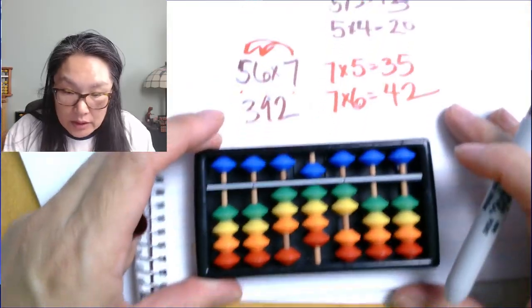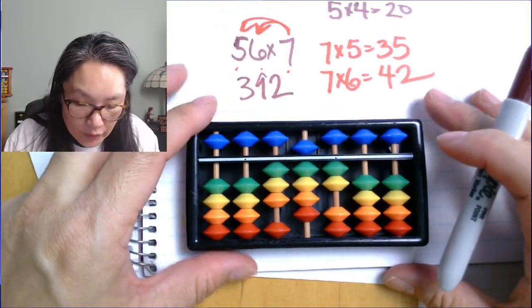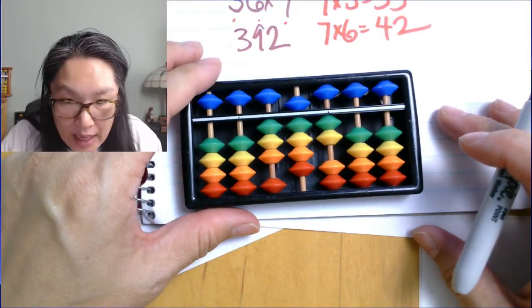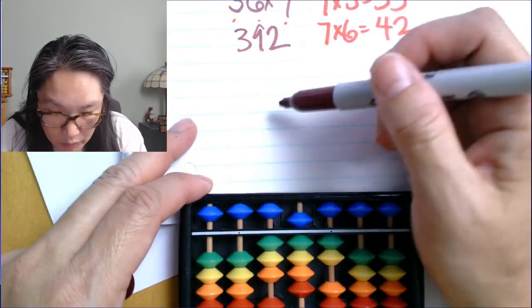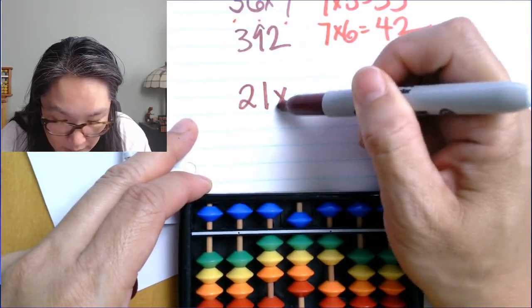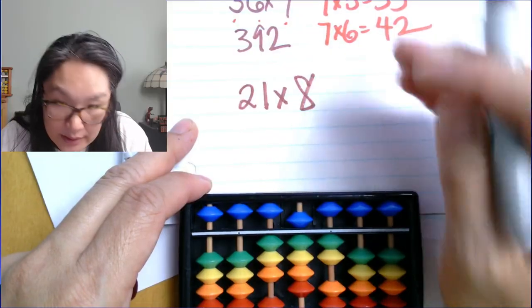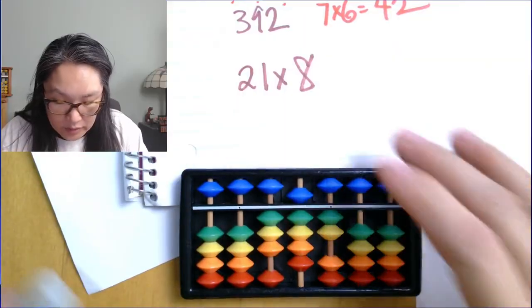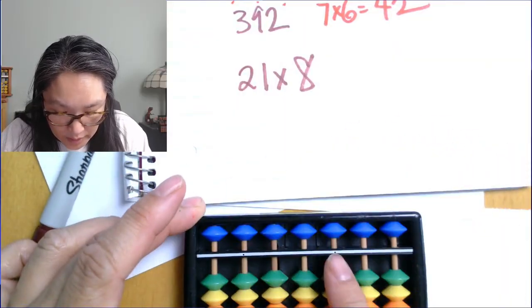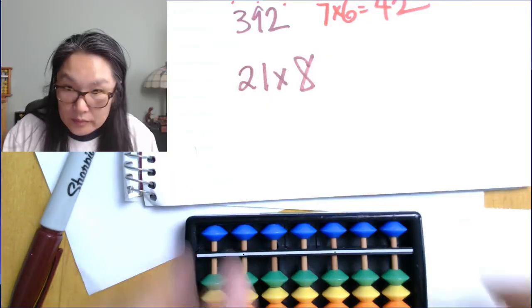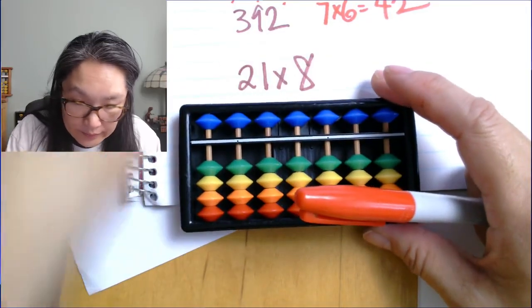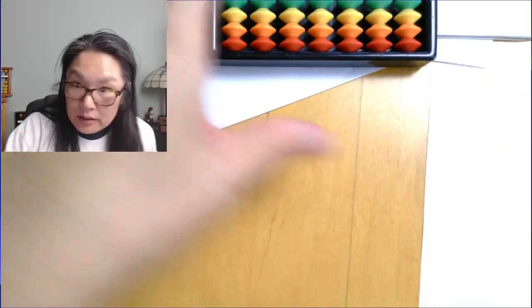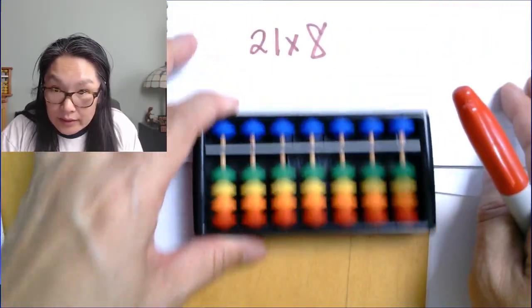Well, let's do it. Before we do double digits, the first thing we need to understand is what happens when it's a single digit. So what does that mean? If I did 21 times 8, let's do that first. So again, this is 3 digits. So we're going to start here.